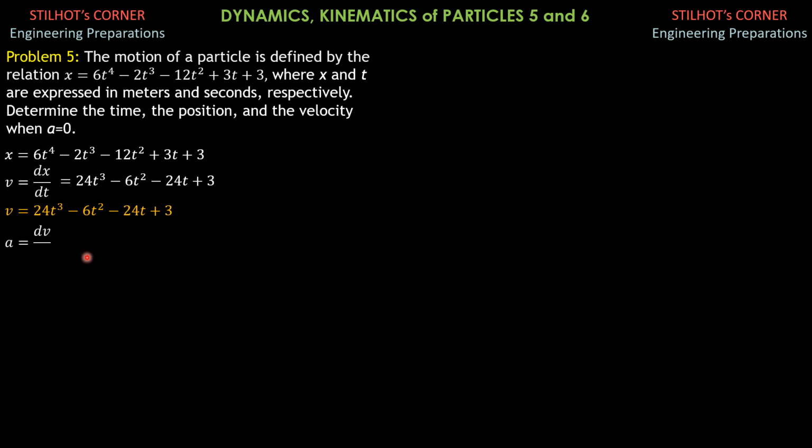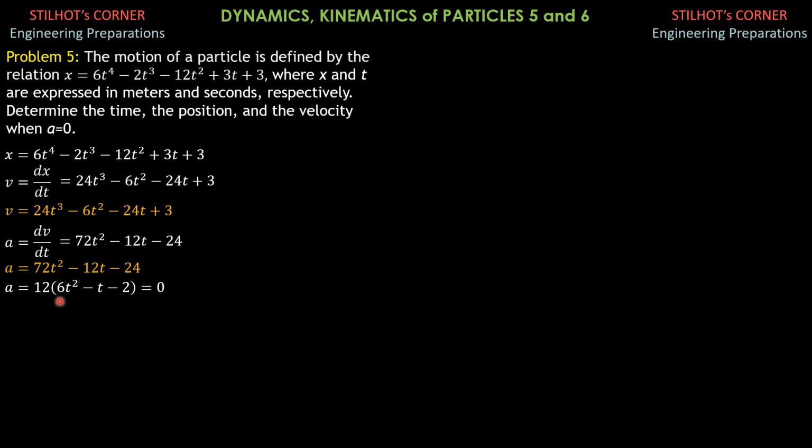Acceleration is the derivative of velocity with respect to time, and it is equal to 72t squared minus 12t minus 24. Then we equate this to 0. The common factor is 12. So 12 quantity 6t squared minus t minus 2 equals 0.